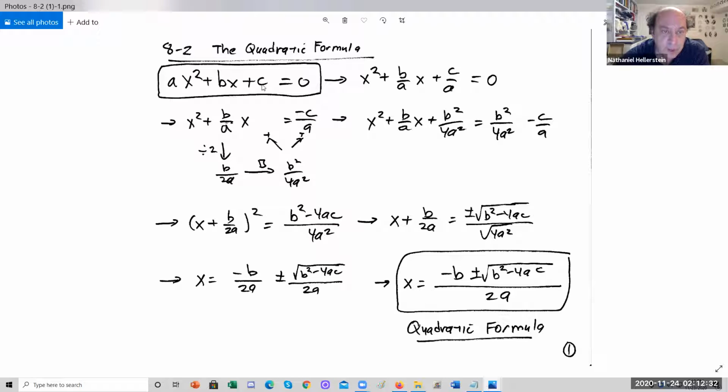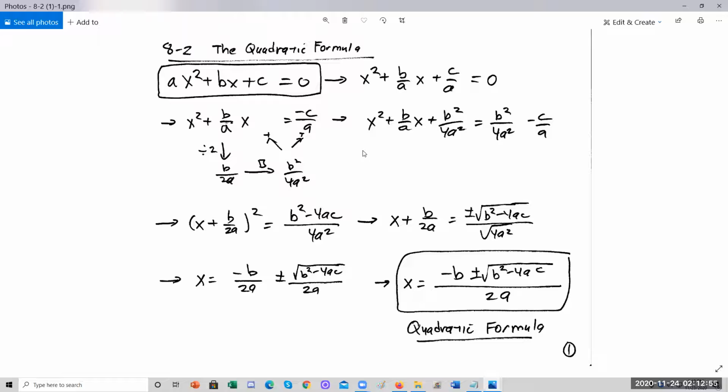So we start with this, ax squared plus bx plus c equals 0. We divide throughout by the leading coefficient a, so we get a 1 in front of the x squared. 1x squared plus b over a x plus c over a equals 0, which is 0 over a. Now, then we transpose the c over a. x squared plus b over a x equals minus c over a.